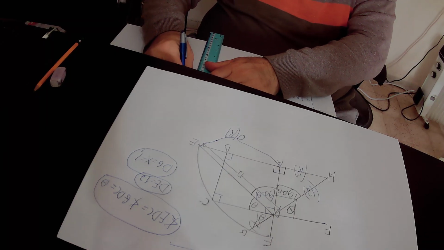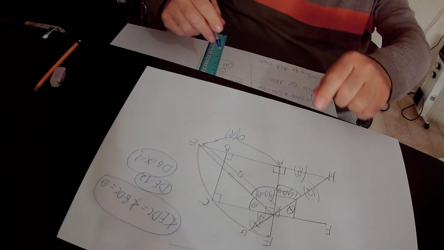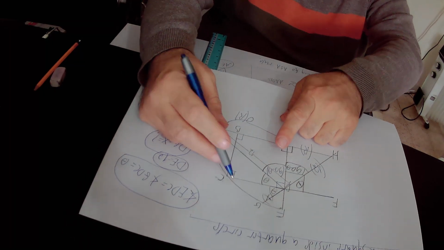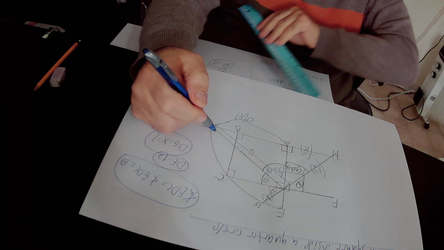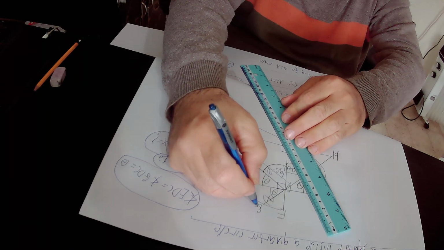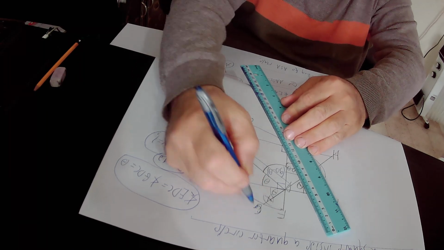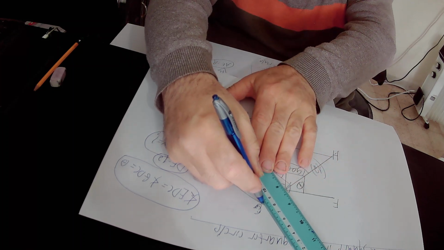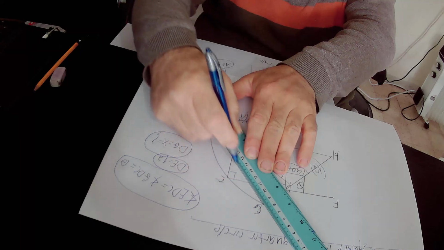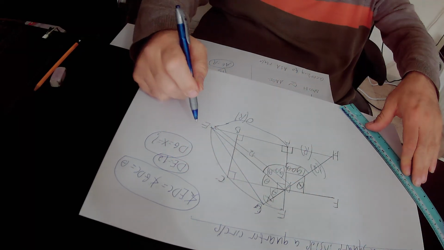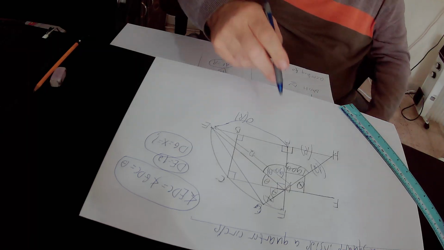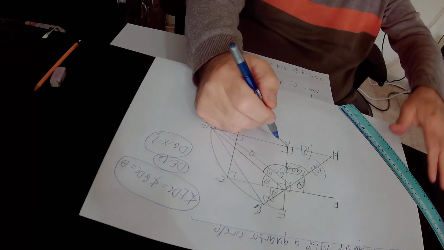So in the next step, we join points G and E together by a straight line. This is point G. This is point E. So we join points G and E together by a straight line. By joining points G and E, we created triangle AGE, and we join point G and A together by a straight line.